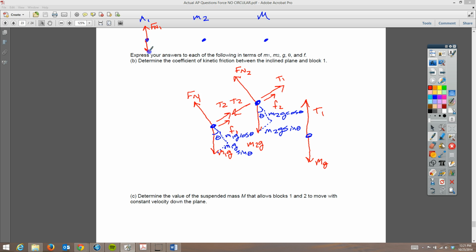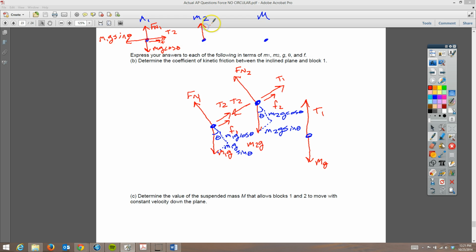Going straight down is not mg. Notice it's mg cosine of the angle. So this one is mg cosine of the angle. Going to the right, we have a couple things. I have T2. I also have the force due to friction. And then going to the left on this one, I have M1G sine of the angle. So there's a lot on this one.